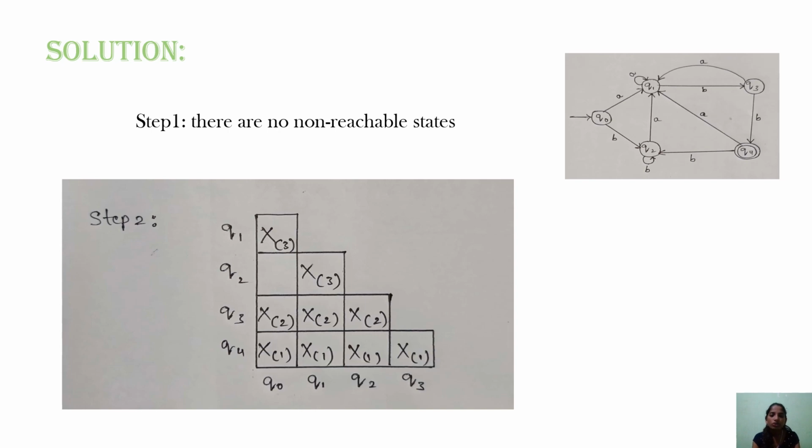In the same way, Q2 and Q0 are both non-final states, so we will not be marking in the table. And Q0, Q3 is the same condition, both non-final states, so we will not mark in the table. If we consider Q4 and Q0, Q0 is a non-final state and Q4 is a final state, so we'll mark X in the table. In the same way, we'll check all the states and mark the table by checking the condition that one state is a final state and the other is a non-final state.